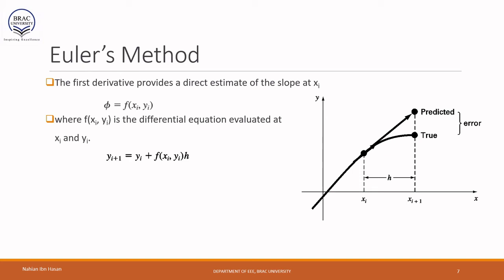So this phi term, as I have already said, can be easily calculated from the values of the differentiation of the original function at different data points. So f of xi, yi means the differential at the point xi comma yi.